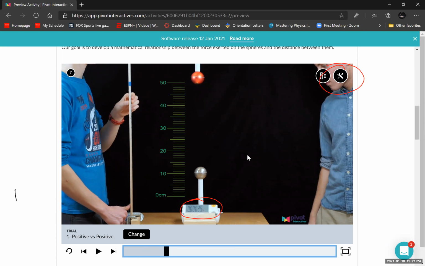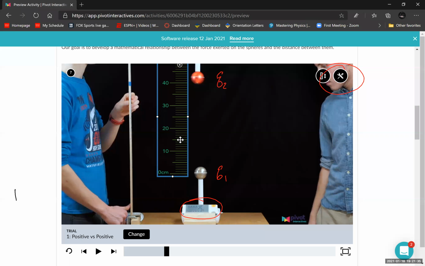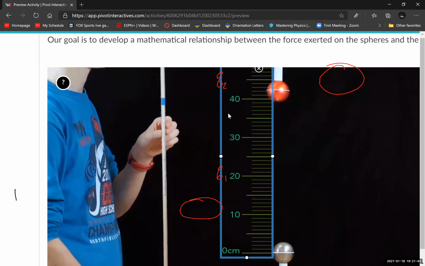Or you can say that Q2 is exerting this force on Q1, for example, and then the distance between them. Now I can measure using this ruler. I place it here, and I can zoom in like this. I can read the distance right now between them. This is a centimeter, so 10 centimeters, 20, 30, 40. So maybe 42 point something. It's between 42 and 43, so I have to estimate. So it's 42 point something, not quite 43.